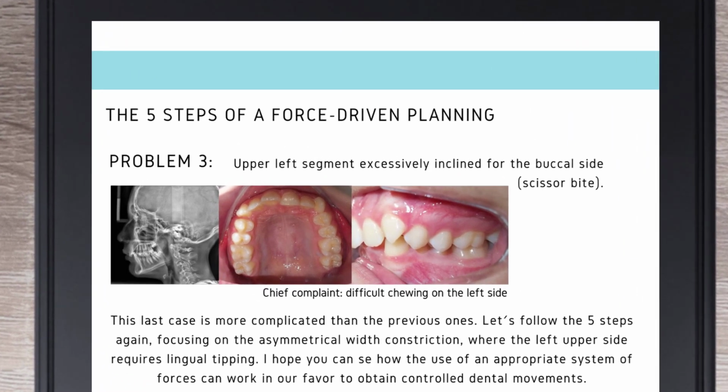Upper left segment excessively inclined for the buccal side, the so-called scissor bite. The chief complaint in this case was the difficult chewing on the left side. This last case is more complicated than the previous ones. But let's follow the 5 steps again, focusing on the asymmetrical constriction, where the left upper side requires lingual tipping.